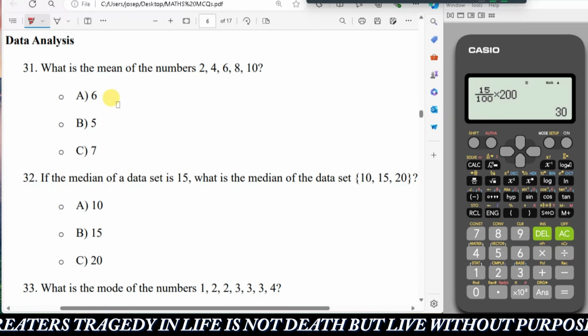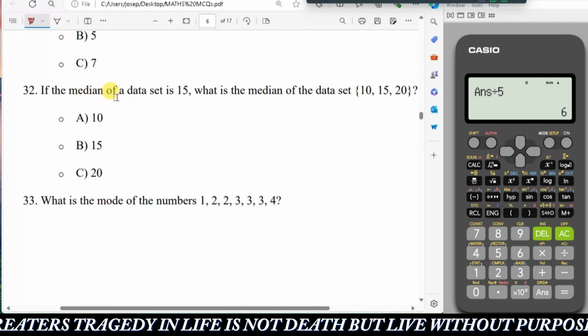Now we are dealing with data analysis. Question 31. What is the mean of the numbers 2, 4, 6, 8, 10? The mean is more like the average of the sum of the numbers. So you find the average of all these. So you get a sum: 2 plus 4 plus 6 plus 8 plus 10. And the number of items is 1, 2, 3, 4, 5. So divide by 5. And there your answer is 6, A.